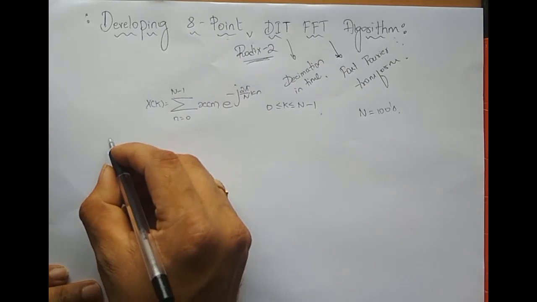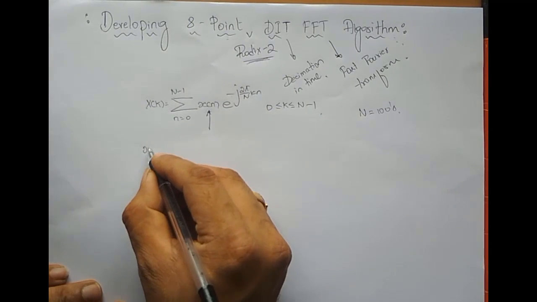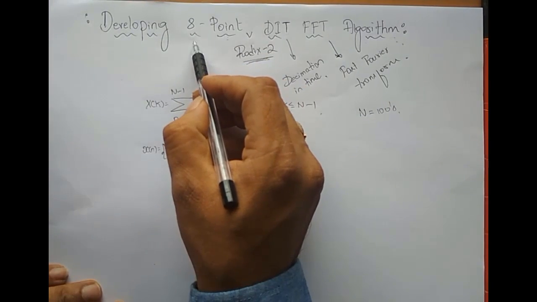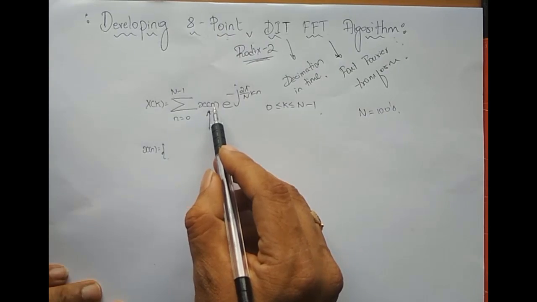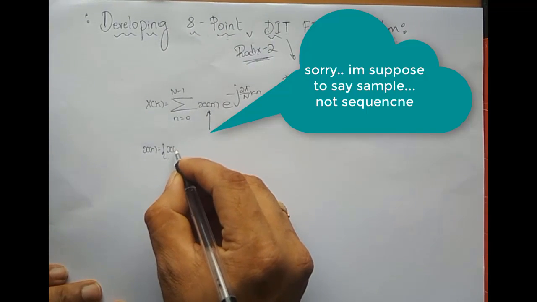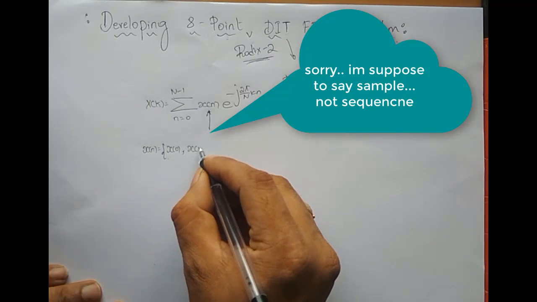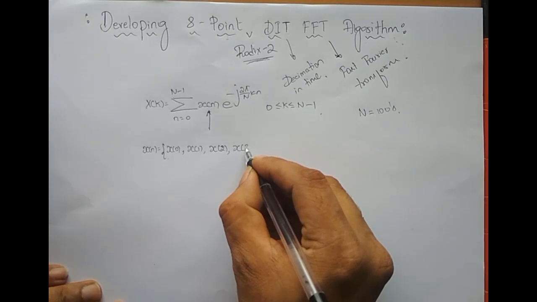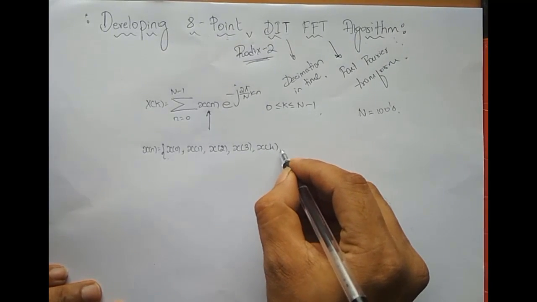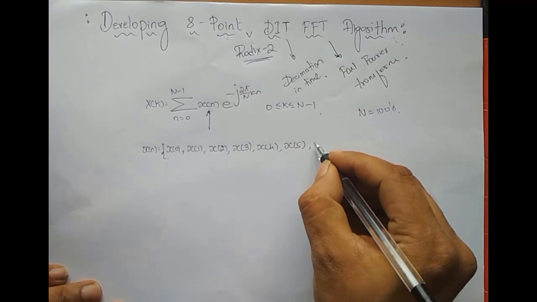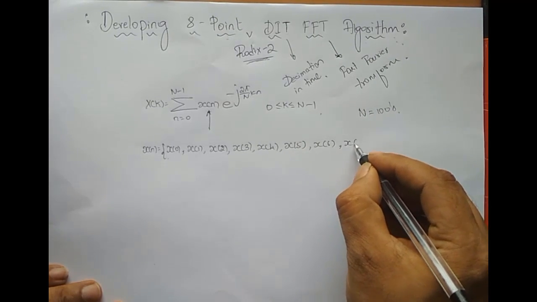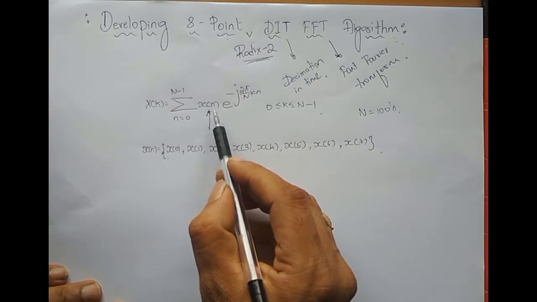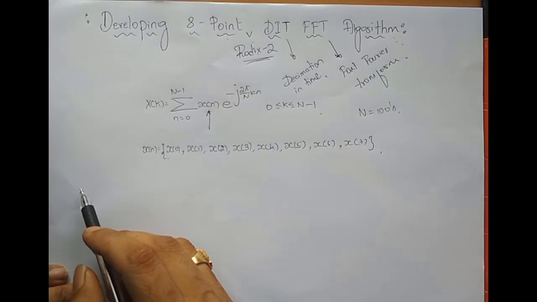We shall consider an input sequence, this x of n. What is the length of this x of n? Since I am developing the 8-point DIT FFT algorithm, the length of the input sequence is 8. So the first sample is x of 0, second is x of 1, third is x of 2, x of 3, x of 4, x of 5, x of 6, x of 7. So this is the input we are feeding to the equation, and the output from the equation is X of k.